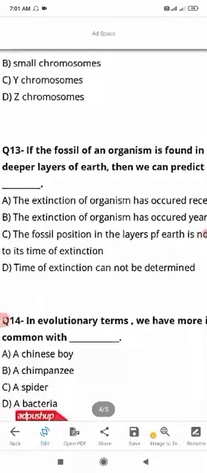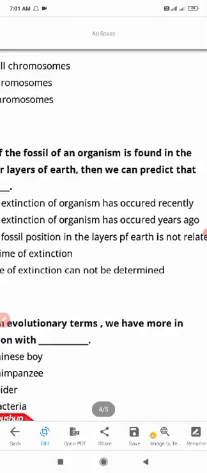This answer will be B. The extinction of organism has occurred years ago.